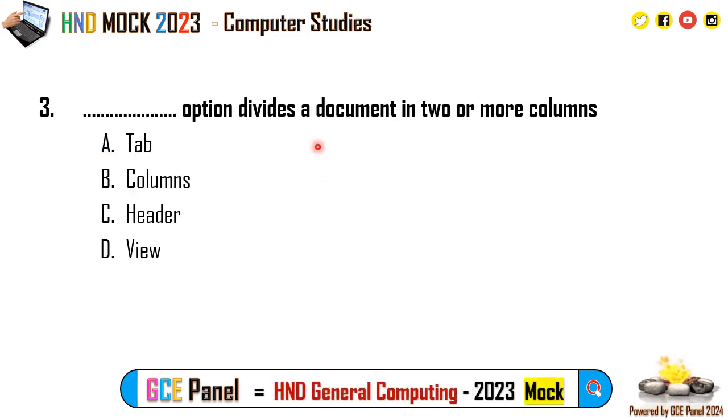Question 3. Which option divides a document into 2 or more columns? You use the columns option to divide the document into 2 or more columns. For example, I may want this page to be in 2 columns. I'm going to look at the columns option in the application so that I can divide this into 2 columns, 3 columns, or even 4.